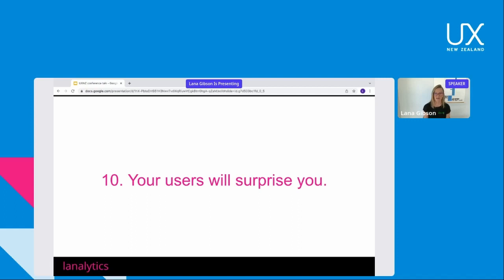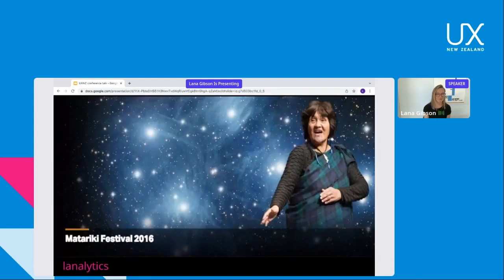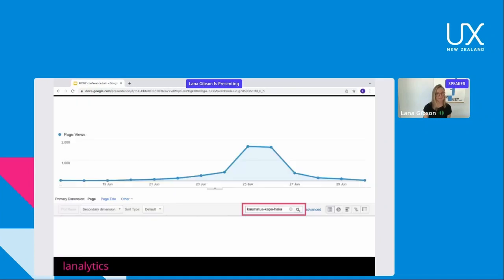And number 10, and this is why I love data so much, is your users will surprise you, and they constantly do. So, for example, Te Papa have a Matariki festival, and they had a Kōmātua Kapa Haka performance. This happened over a couple of days, and we saw a real spike in traffic to these pages. The pages were telling people how to get to the performance. And we had personas that told us that a lot of people visiting the Te Papa site want practical information like opening times and how to get there. We thought this was that practical audience, who wanted to understand where the performance was, what times it was on, parking.